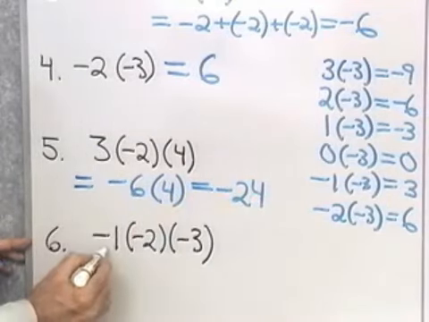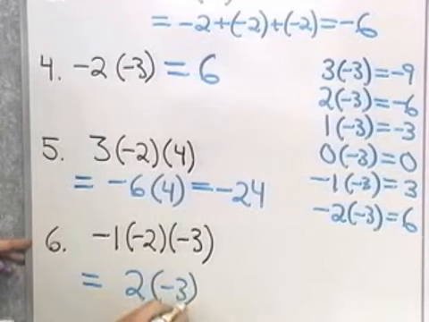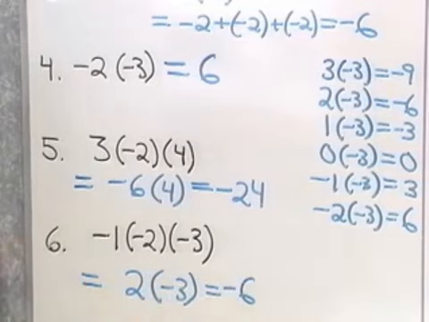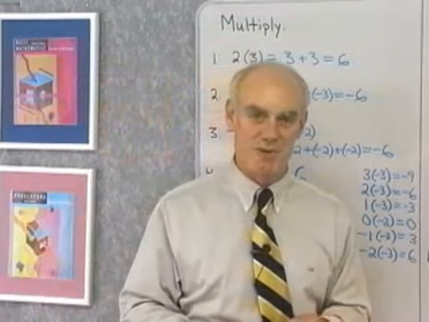Likewise for this problem, negative 1 times negative 2, positive 2. And then that's multiplied times negative 3. I multiply absolute values and get 6. Two numbers have different signs, so the answer is negative. So see, applying my rule for multiplication of positive and negative numbers is really pretty simple.